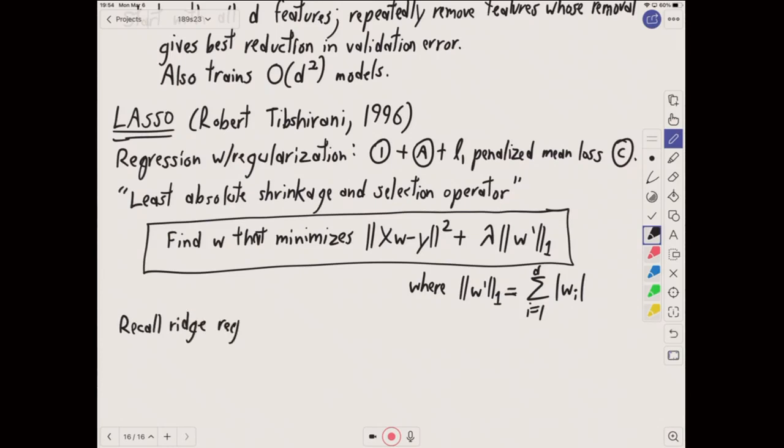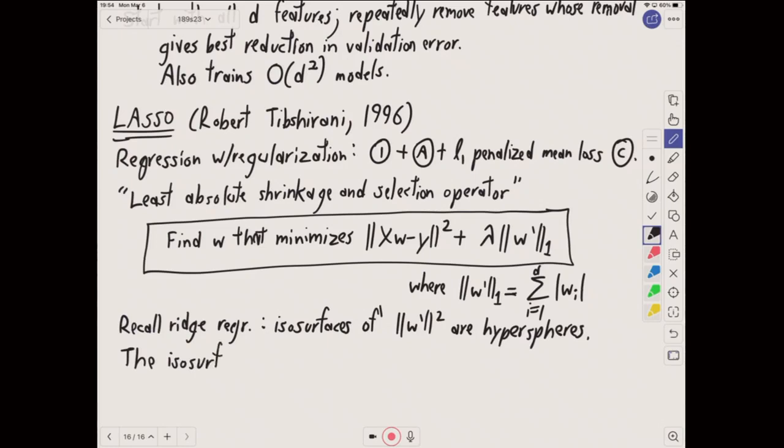All right, so in ridge regression, remember that the isosurfaces of the penalty term are spheres, or it's common in higher dimensions to call the higher dimensional analogs of spheres hyperspheres. Okay, but what are the isosurfaces of the L1 norm? Well, they're a geometric object called cross polytopes.